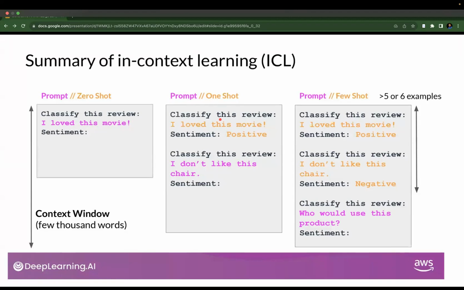This is also called in-context learning, because this is the context window. Based on the examples in the context, the LLM gets some hint, some clue on how to go ahead and respond to the final question which has been asked.